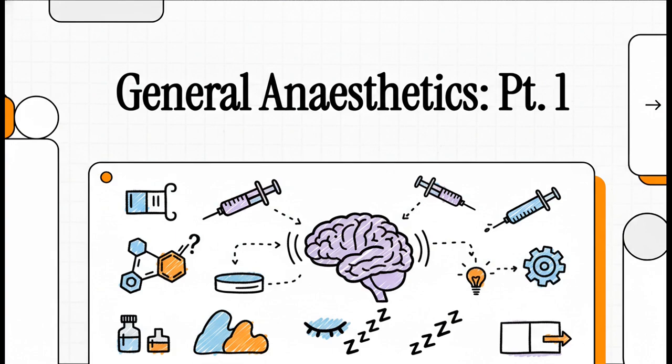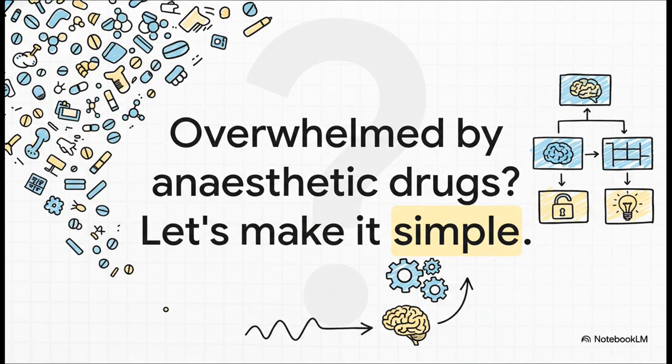Let's get started. You know, when you first open your textbook, you see this long list of names, no? Halothane, isoflurane, thiopentone, propofol. It's just a lot. But listen, the secret is not to memorize that list. The real secret is to understand the concepts behind them. And that is exactly what we are going to do today. We'll build a mental map, and you'll see how everything just clicks into place.